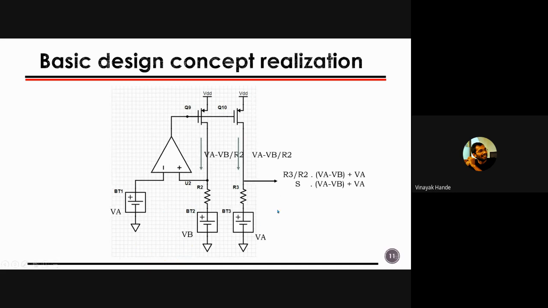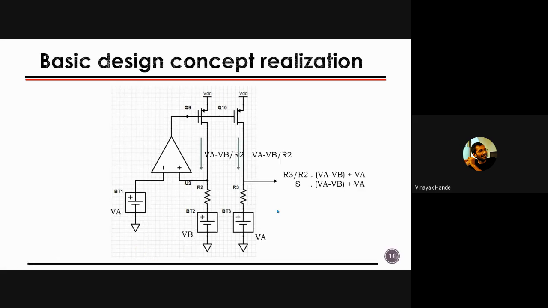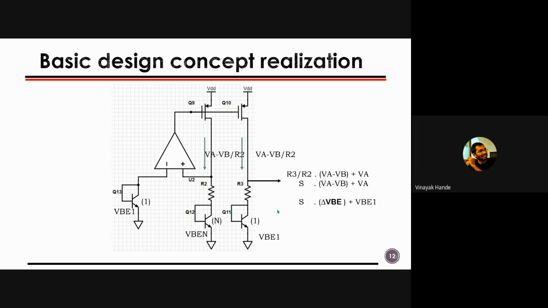But again, we don't want S times VA minus VB. We want S times VA minus VB plus VA, so I put in another battery. It's simple math and circuit addition, right? But unfortunately, we have to replace the batteries with transistors, and we have replaced them. Here, the transistor current flowing through this is VA minus VB divided by R2, and VBE1 will not see any current as it is connected to the high impedance node of the operational amplifier.